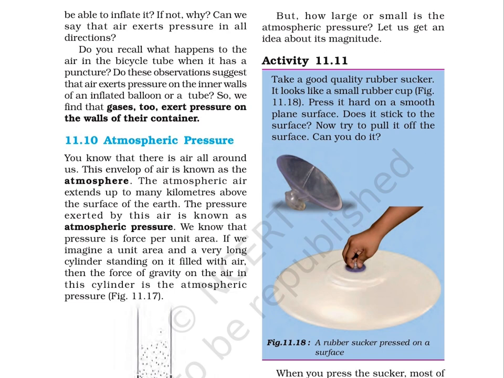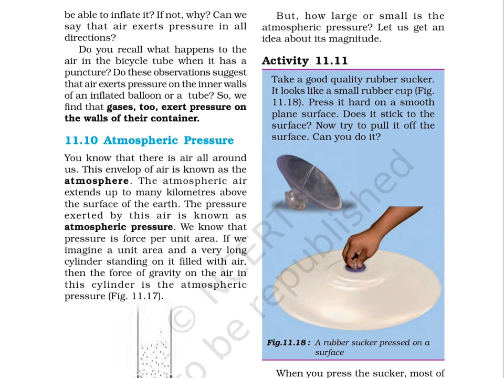11.10. Atmospheric pressure. You know that there is air all around us. This envelope of air is known as the atmosphere. The atmospheric air extends up to many kilometers above the surface of the earth. The pressure exerted by this air is known as atmospheric pressure. We know that pressure is force per unit area.